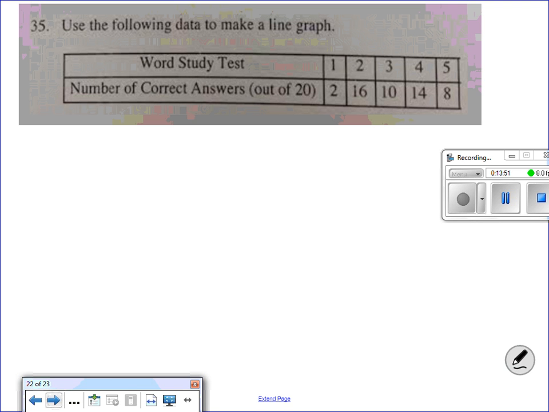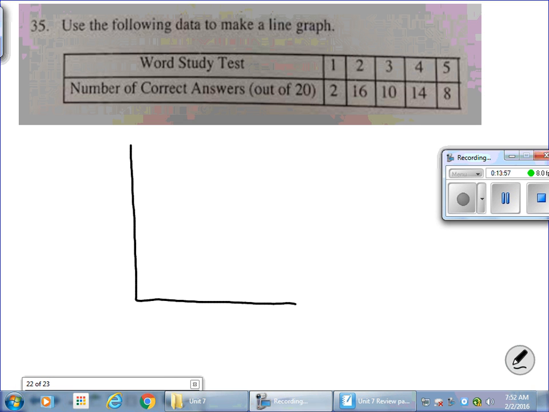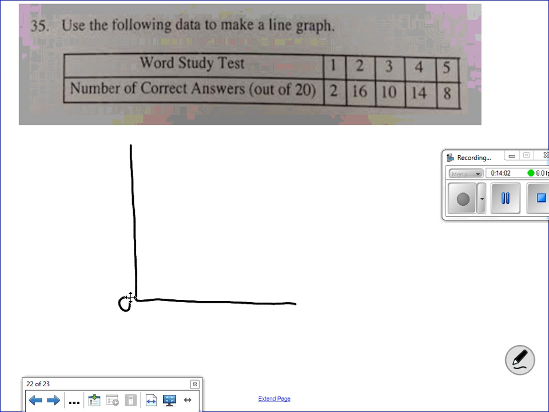Okay, use the following words to make a line graph. Watch closely. First of all, I have to start with an L. Okay, over here on the side, you're going to put a 0. I want you to put study links down low. And then I want you to put answers correct on the side. Let's count by fives. 5, 10, 15, 20, 25.